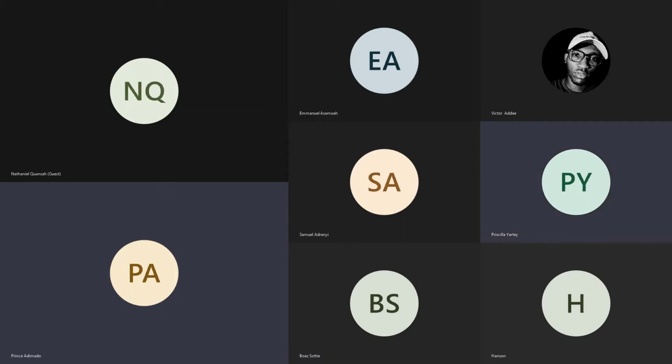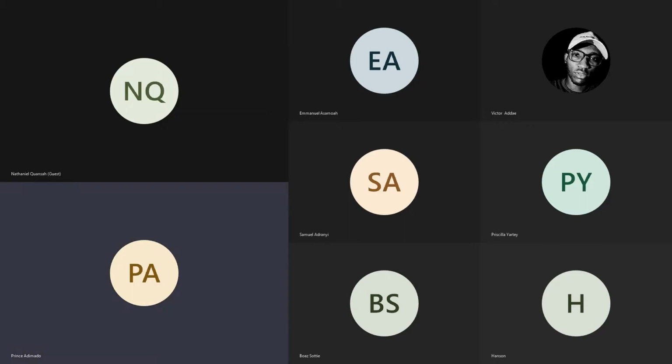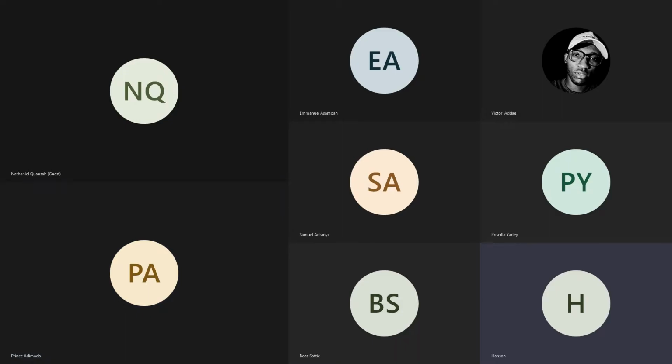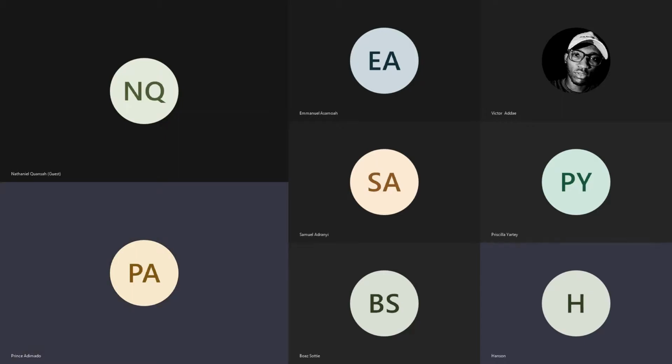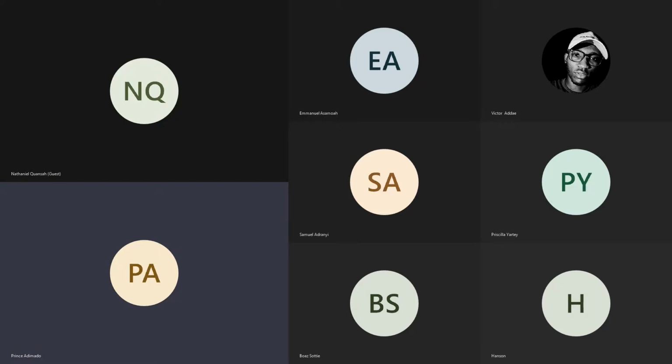So Hansen, if you can hear me, kindly unmute yourself and introduce. Hansen? Yeah, hello. My name is Hansen Selassie Hamani, and I'm a student of University of Energy and Natural Resources. Prince is a friend of mine, and I'm happy to join this platform to learn from you guys. Okay, Hansen, that's great.